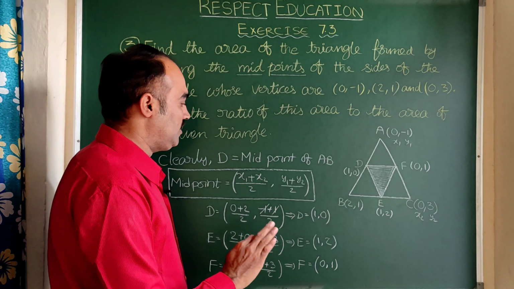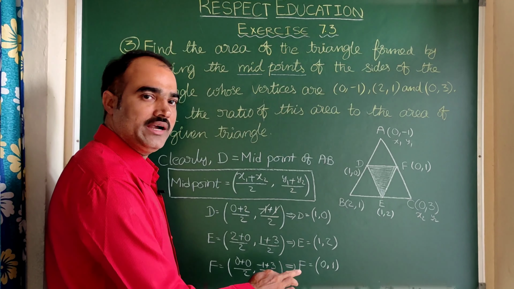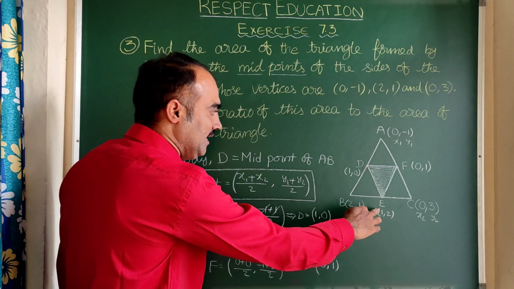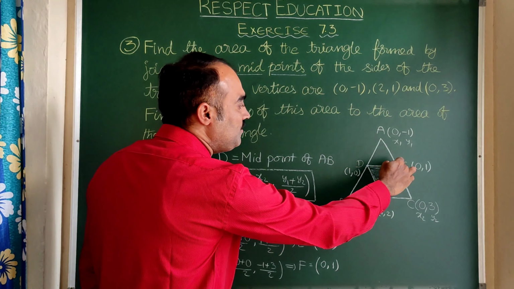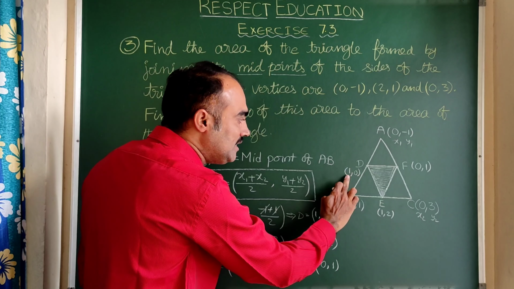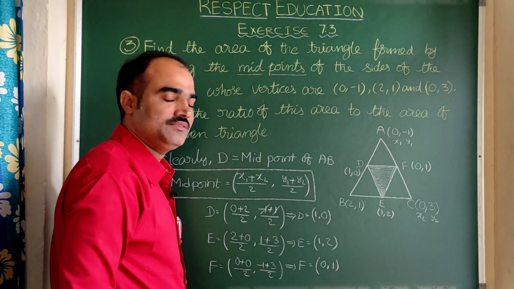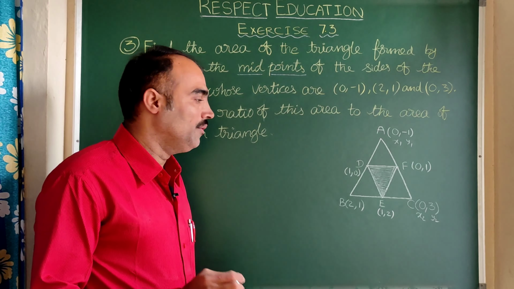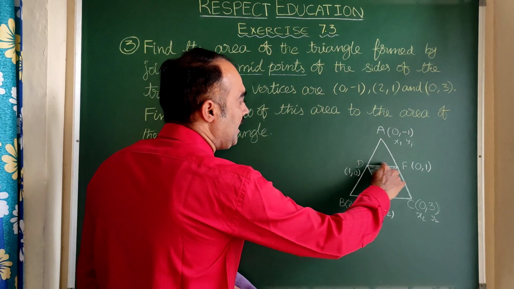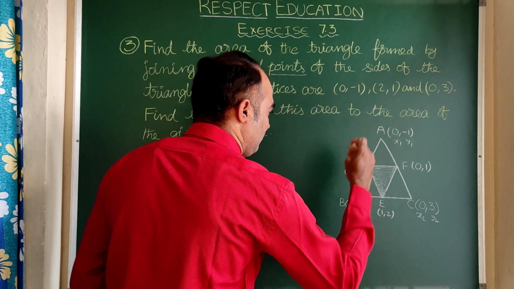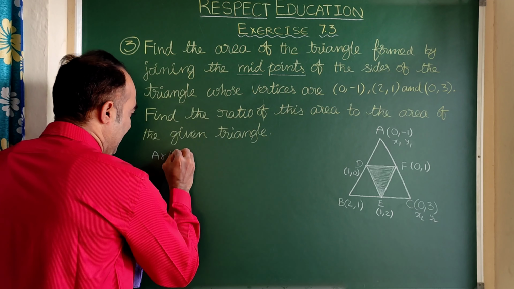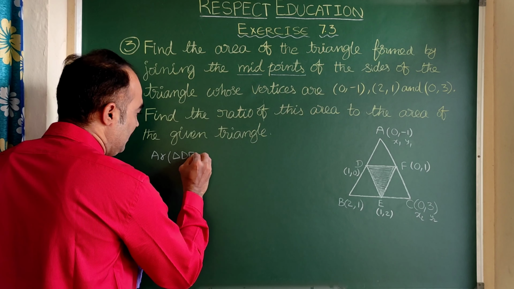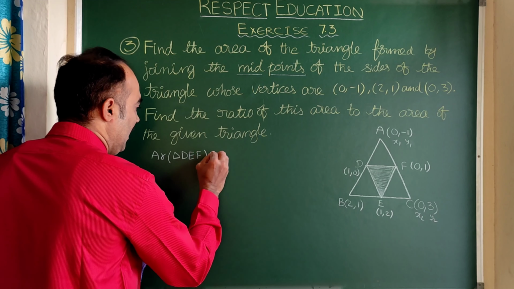So this is how first we need to find the values of D, E and F. Now we are going to find the area of the smaller triangle DEF using these vertices. Now we find the area of triangle D, E and F.